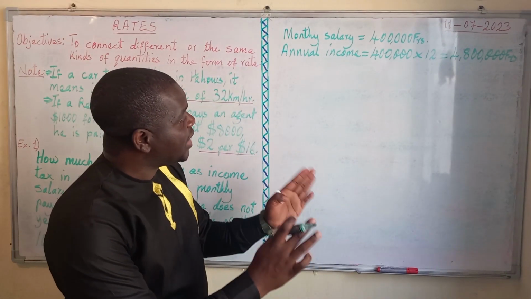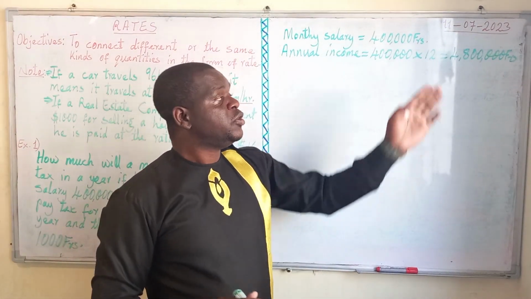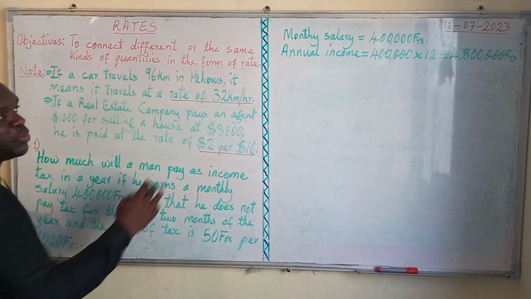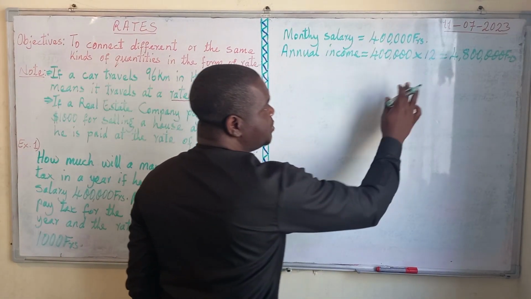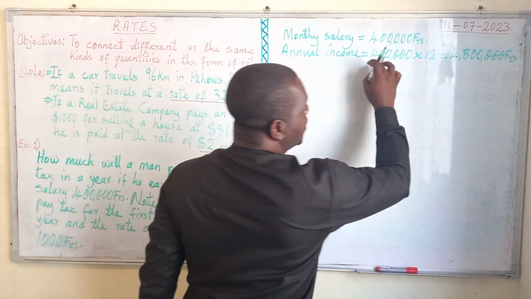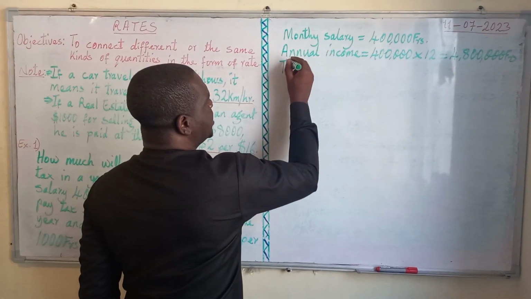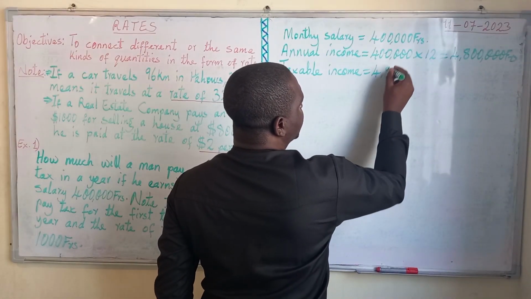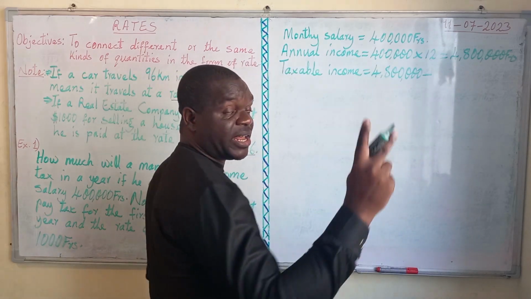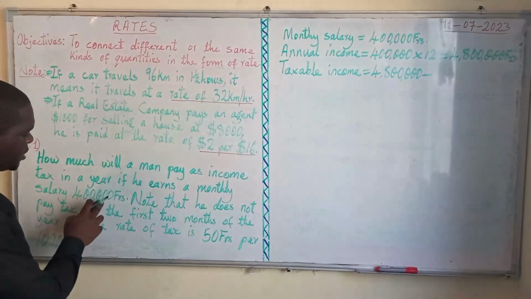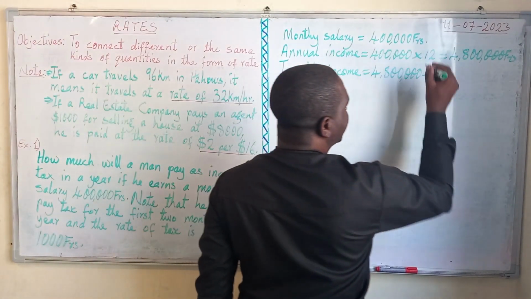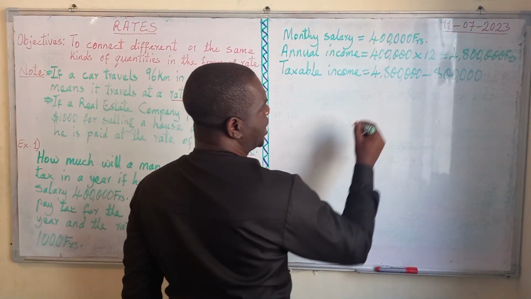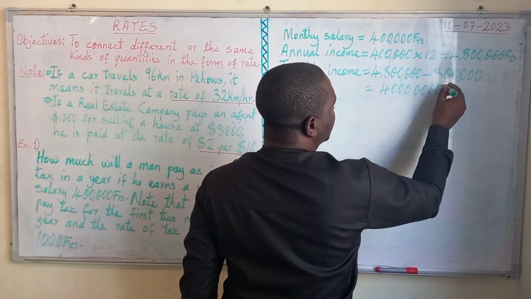If we have annual income as 4,800,000 francs, we can calculate the taxable income because not all of this is taxed. He has a tax holiday of 2 months. So we're going to calculate the taxable income, which means we're going to subtract 2 months from the 12 months. Now we identify the taxable amount, which will be 4,800,000 minus the salary for 2 months, which is 400,000 times 2, giving us 800,000. So we subtract 800,000 from 4,800,000, and this gives us a total of 4 million francs.